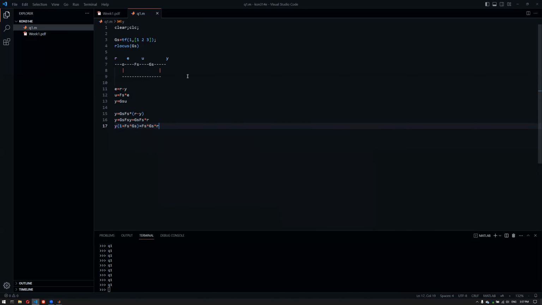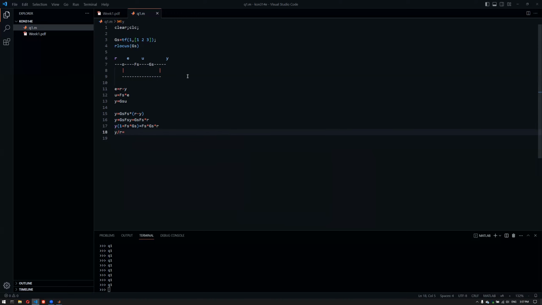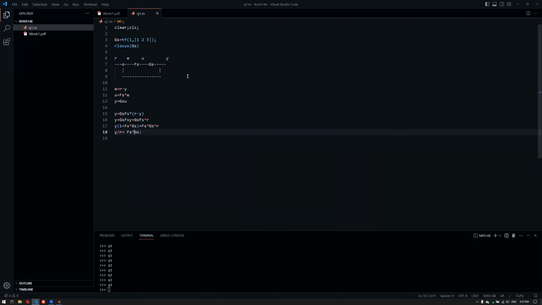And, well, we can find out what the transfer function between the output Y and the input R is going to be, namely F(s) times G(s), the whole thing divided into 1 plus F(s)G(s). So if you don't know the formula, you can just look at the connection and write down some equations and you will work it out.